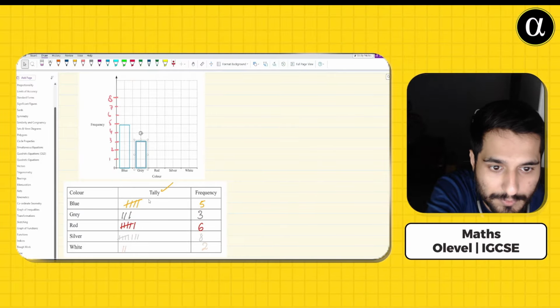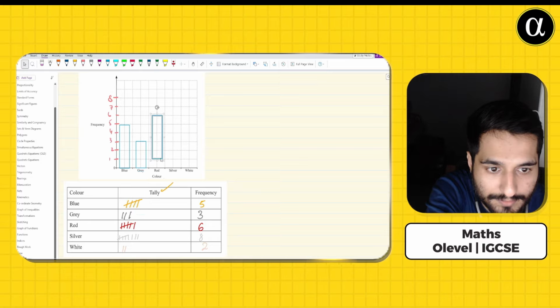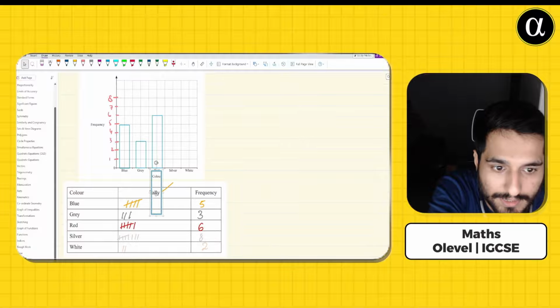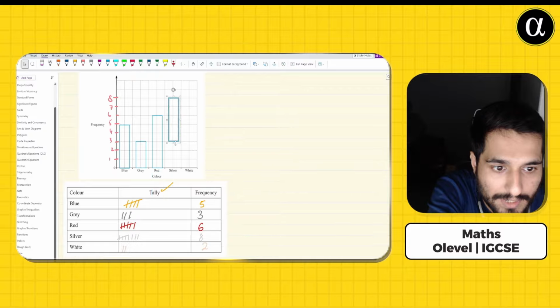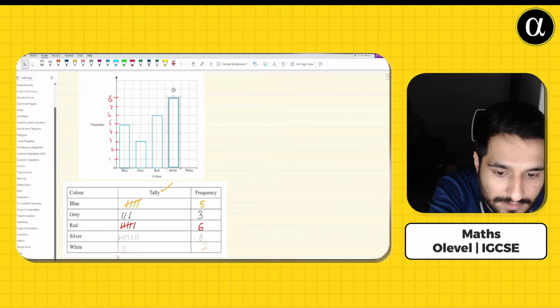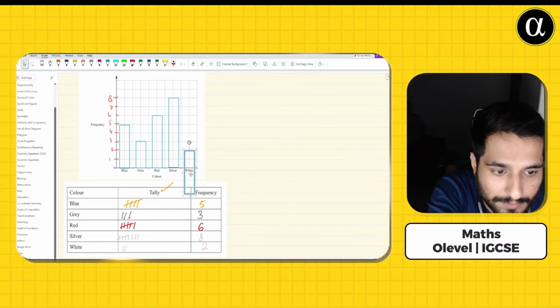For red, it's supposed to be 6. So for 6, it should be looking something like this. This is going to be 6 for red, and for silver, it's supposed to be 8. For silver, it's going to be 8. So we draw it in this manner. The height is supposed to be 8. And lastly, the white color is supposed to be 2. So this is how it should be, all right?